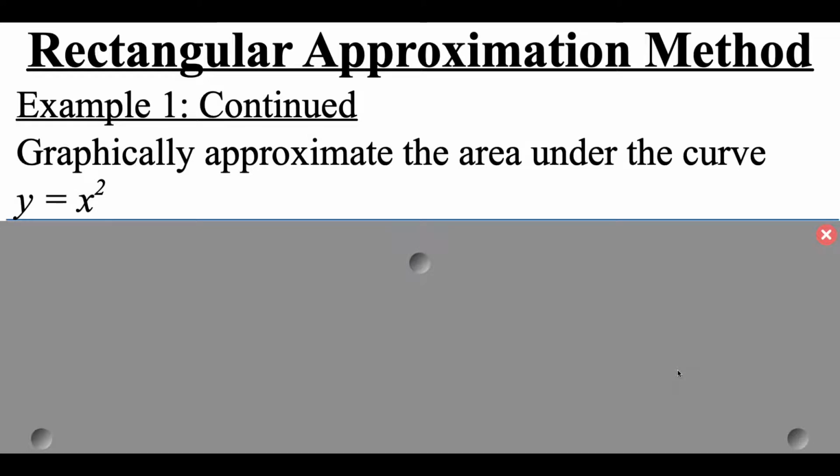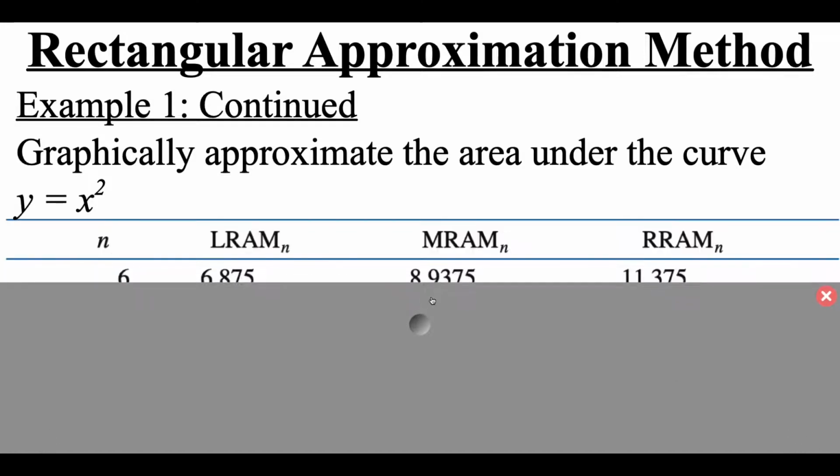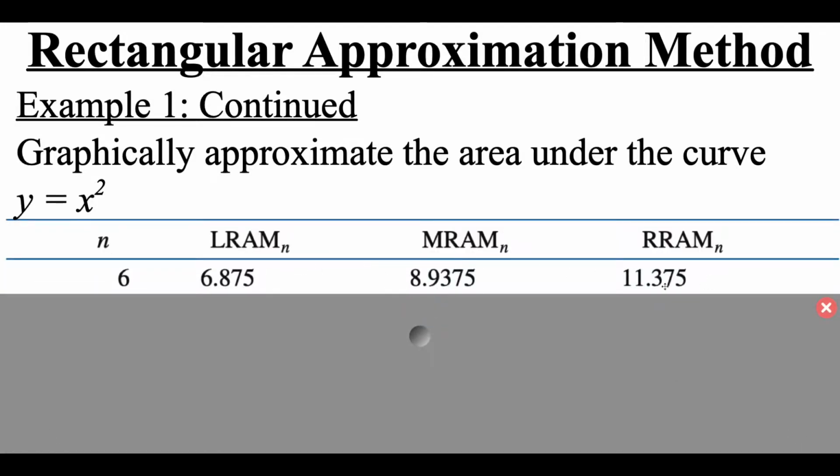Now, that's a really long and tedious process, even just using 6 rectangles to help us approximate the area. And I said that the more rectangles you use, the more accurate your answer is going to be. So when we used 6 rectangles, here's the numbers that we came up with for our left endpoint, our midpoint, and our right endpoint approximations.